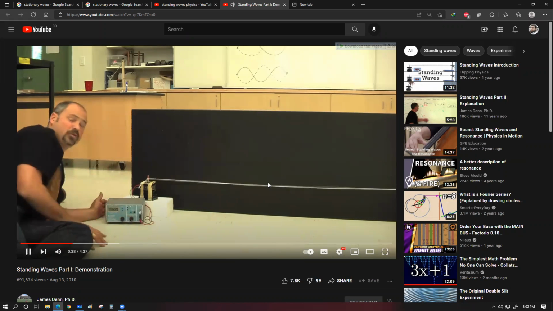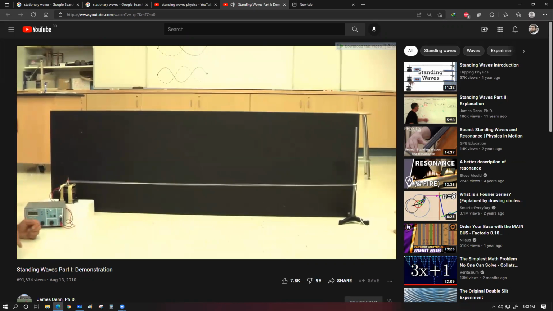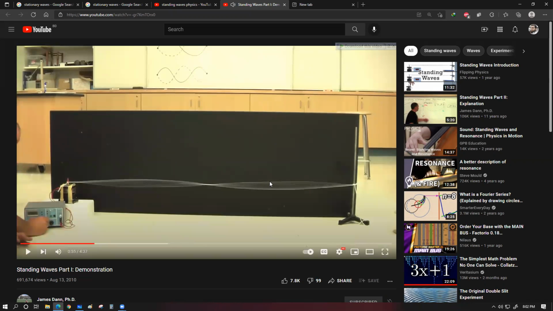The waves go back and forth, but they are out of sync, if you like. They're not exhibiting consistently constructive or destructive interference at any one point. But if I set it here, for example, at this point he has set up the second harmonic. So you can see that this node is created right over here.